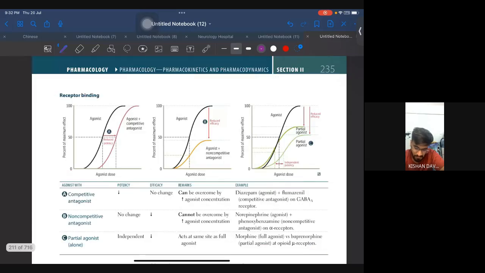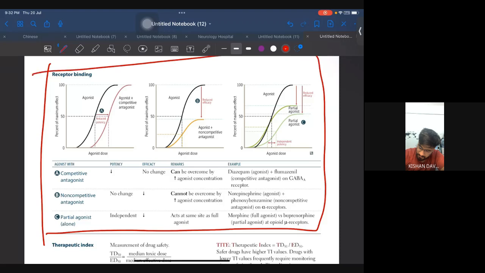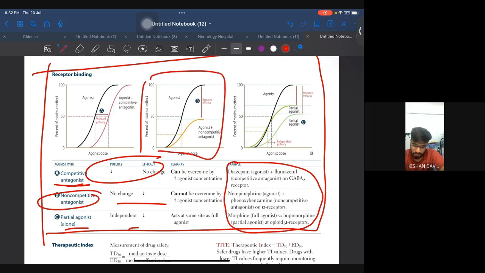Okay, receptor binding, and yeah, this entire table I would ask you to memorize because they will give you competitive antagonist. So they will ask you the effect on potency and efficacy. In non-competitive they will ask you, in classes they will ask you, and examples they will give you this only. Okay, or sometimes they will give you this graph, and then they will ask you what type of action is going on here. So you will say non-competitive antagonist, and along with that they will ask you the change in potency and efficacy.